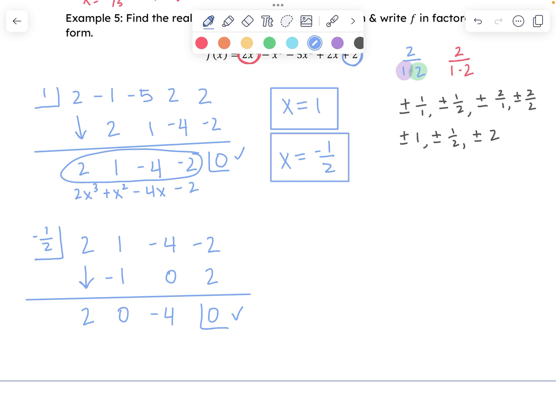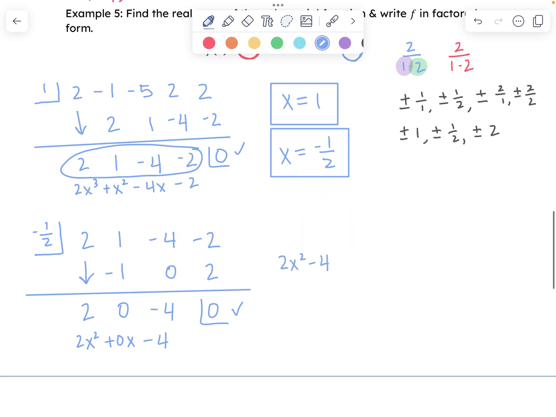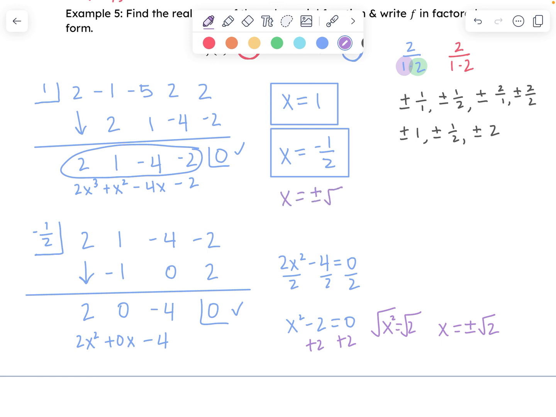And now I'm down to 2x squared plus 0x minus 4, or just 2x squared minus 4. And I can't necessarily factor that with my big X, but I can go ahead and solve that. I could divide everything by 2. So I get x squared minus 2 equals 0. Then I can add 2 to both sides, so x squared equals 2. And square root both sides, so x equals plus or minus the square root of 2. That would be my answer.